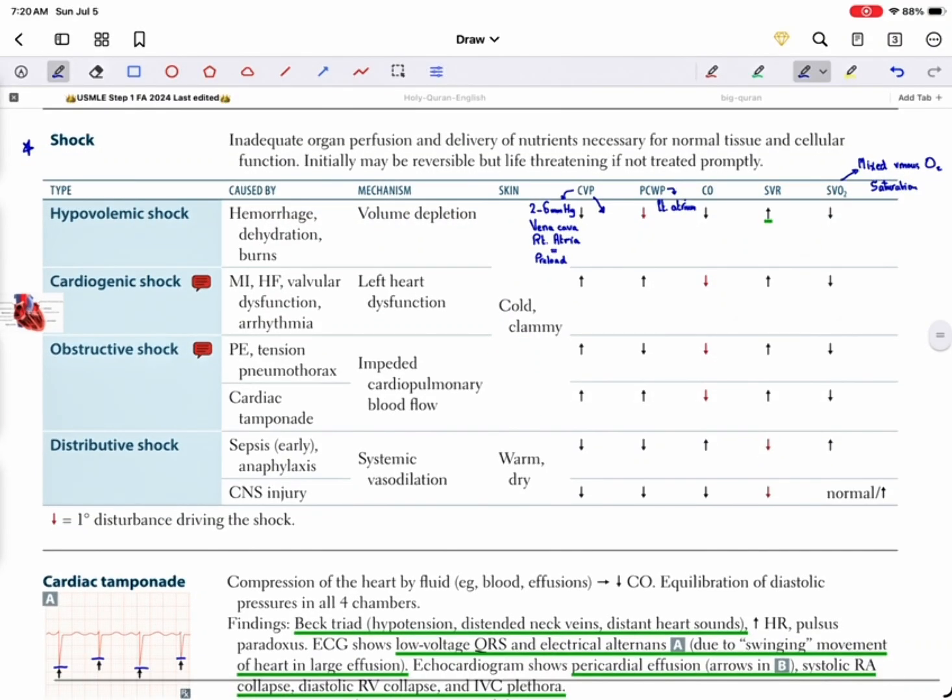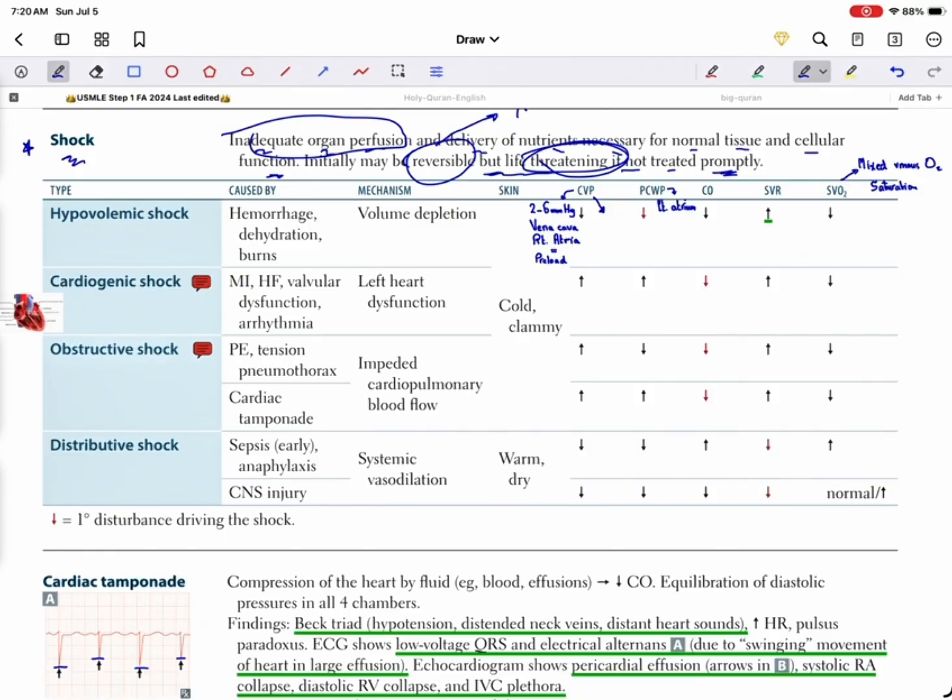Hi everyone. Explaining shock, which is inadequate organ perfusion and delivery of nutrients necessary for normal tissue and cellular function. Initially, it can be reversible, so when we treat it, it goes back to normal and everything is fine. But it can also be life-threatening if not treated promptly. So this is inadequate organ perfusion. We have types. First of all are the hypovolemic, cardiogenic, obstructive, and distributive.